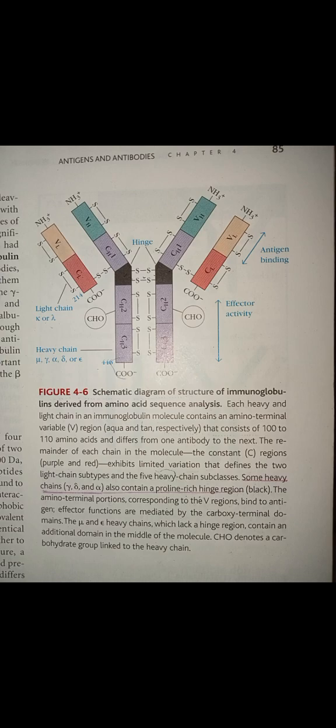Some heavy chains, gamma, delta and alpha, also contain a proline rich hinge region, black region. The amino terminal portions corresponding to the V regions bind to antigen. Effector functions are mediated by the carboxy terminal domains. The mu and epsilon heavy chains, which lack a hinge region, contain an additional domain in the middle of the molecule. CHO denotes a carbohydrate group linked to the heavy chain.